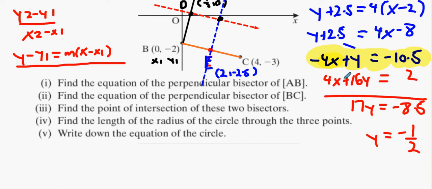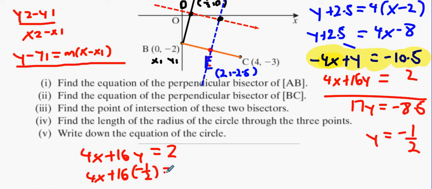Now let's find the x value then. So what would the x value be? 4x plus 16y equals 2. 4x plus 16 times minus a half is equal to minus a half. Is that right with you guys? Next thing we're going to do after that is what? What's 16 times minus a half?